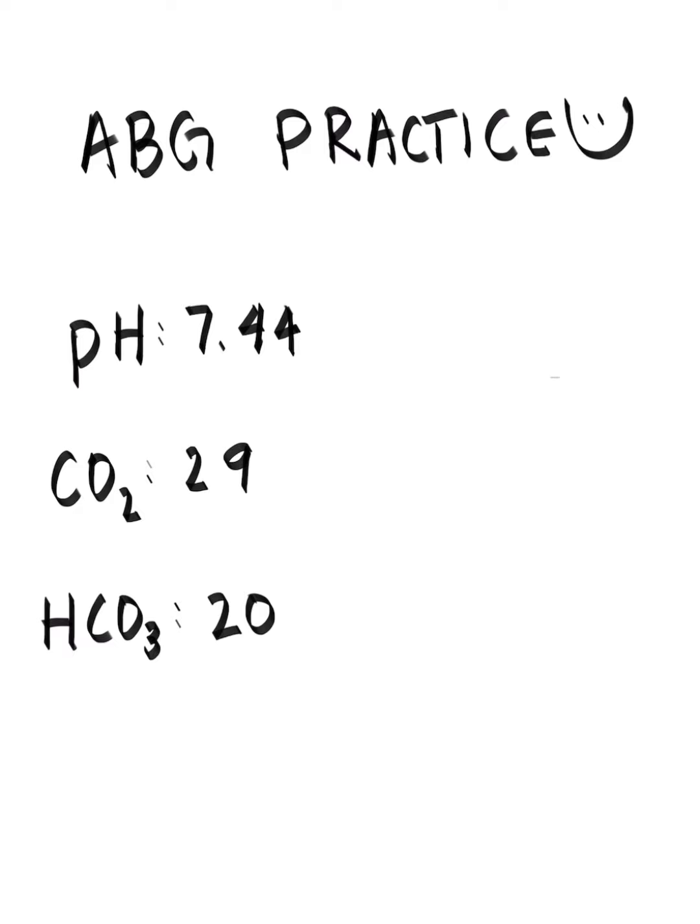I always like to look at the pH first, so our pH here is considered normal because it's between 7.35 and 7.45. However, I do like to make a note that it's leaning a little more towards the alkalotic side because it is on the higher side.